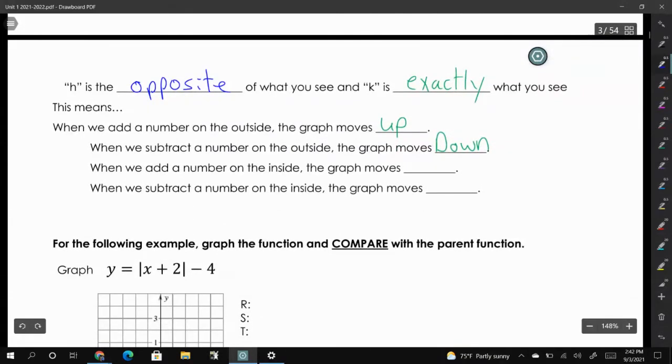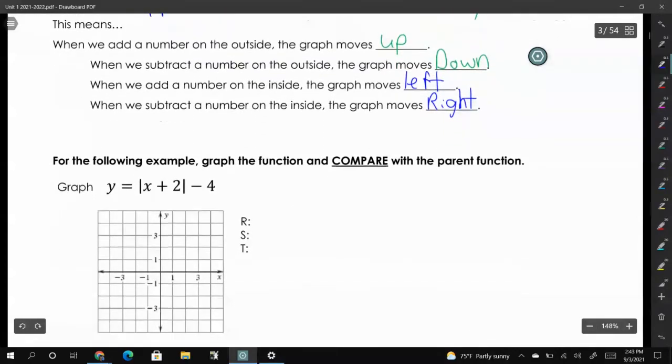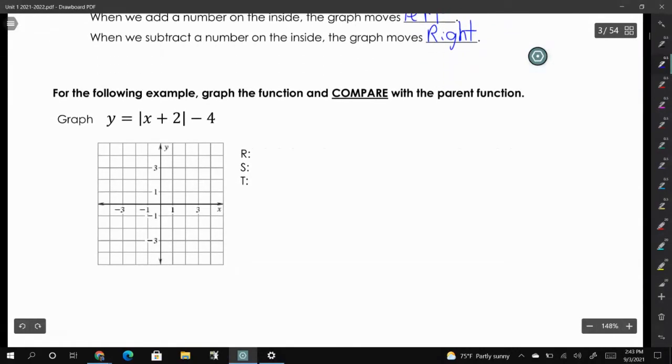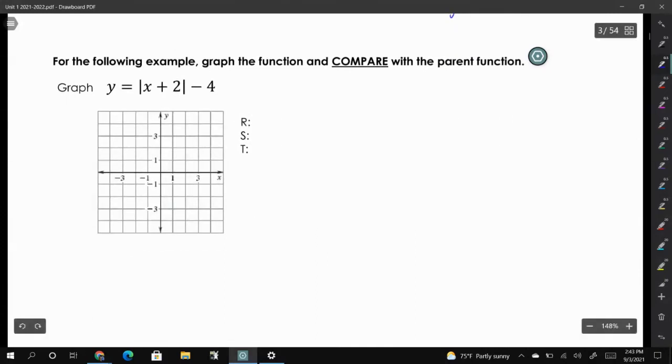When we add a number inside the parentheses, you would think that you would move towards the positive x values, but it's the opposite. So when you add a number on the inside, the graph moves left, and when you subtract a number, the graph moves right. So let's look down here at this example. We're going to graph the function and then compare it.